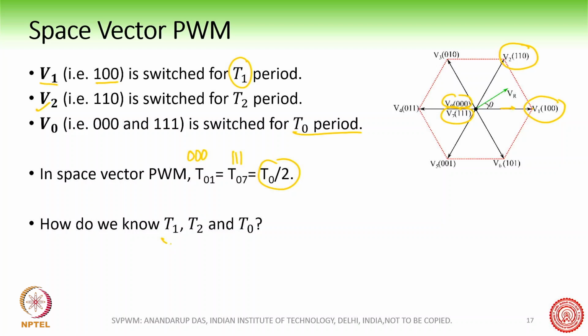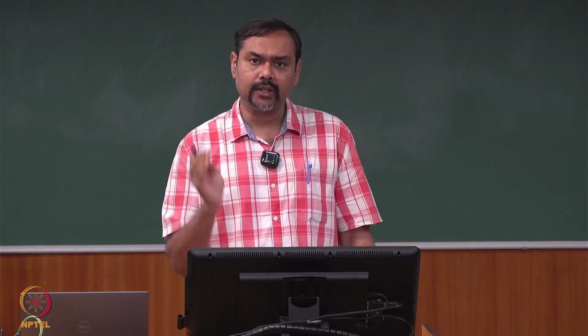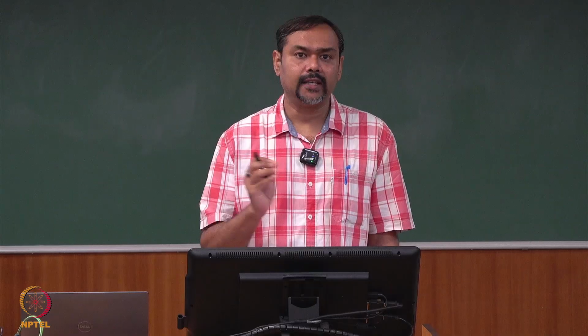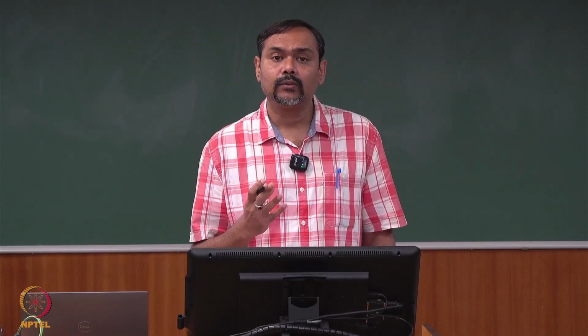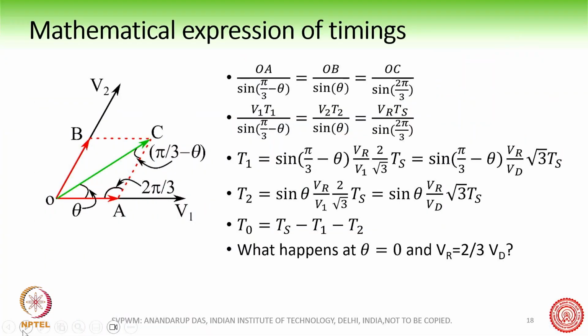Now the question is, what are the values of T1, T2 and T0? How do I know this? As I understand, I can switch T1, T2, T0 and I can move the resultant space vector, basically the converter voltage space vector. By using T1, T2 and T0, I can make it rotate or increase and decrease in length. But the question is, what are their values, T1, T2 and T0? So that you can get from the triangle rule.